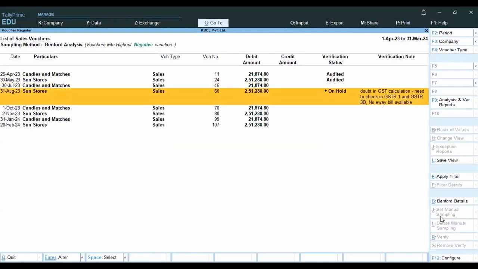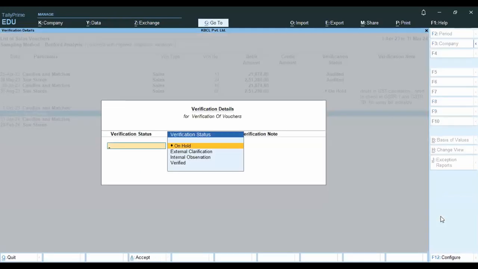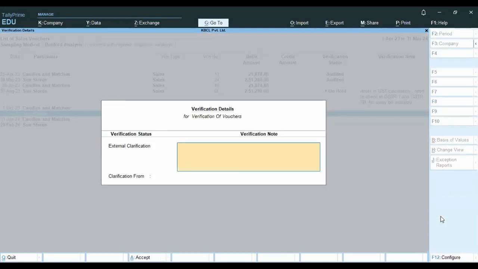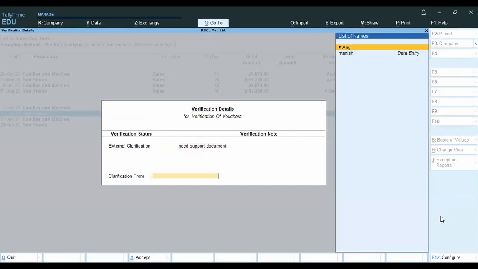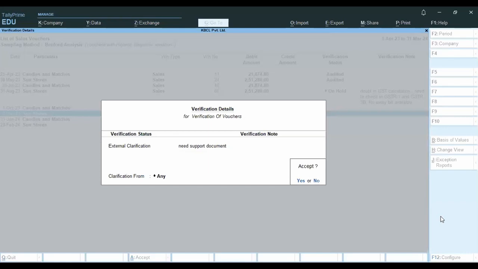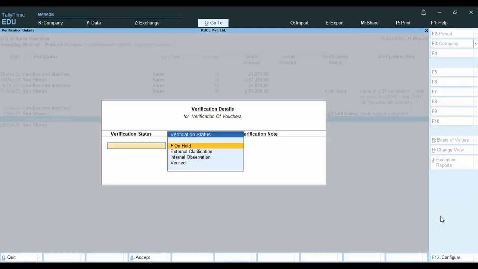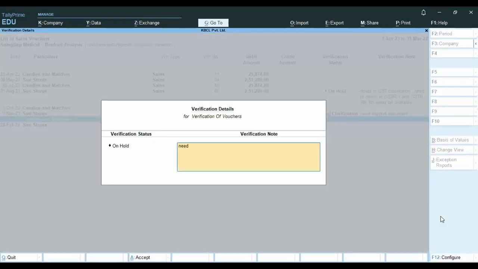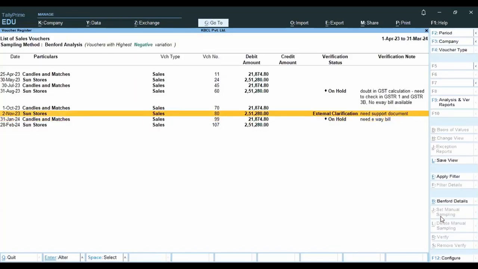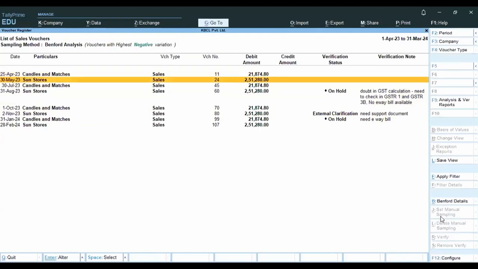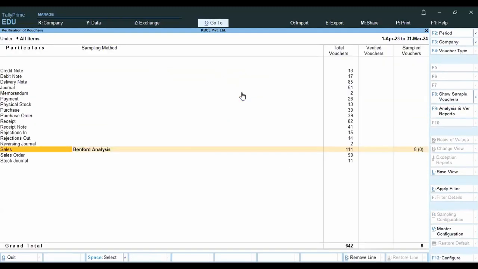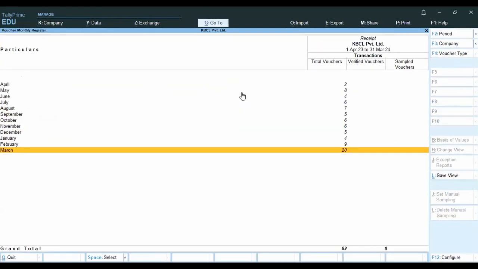Green tick I am doing in Tally itself. For this transaction, I have a doubt, so I need external clarification, a support document. For this transaction, I need an e-way bill. This is how I can export these queries right from here and give them to the client for solving the queries. Same way for each category, like for each set of transactions, I can do sampling.